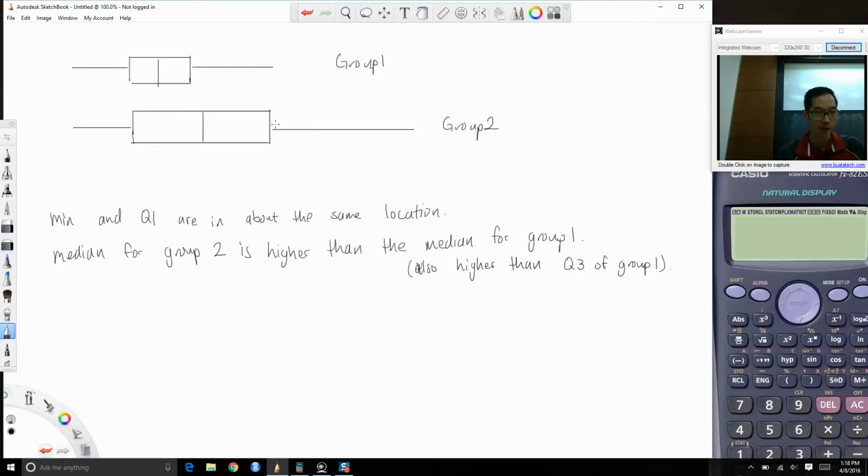So also higher than Q3 of group 1. Oh, yes, okay. And if we ask what percentage of the data, in each of these we can split the data like this, and we can say 25% of the data lies from here to here, 25% is in here, 25% and 25%, okay? If there are outliers, let's say with group 1 we had an outlier out here, the outlier is still considered part of that 25%.